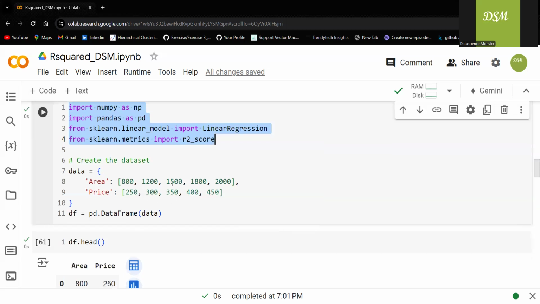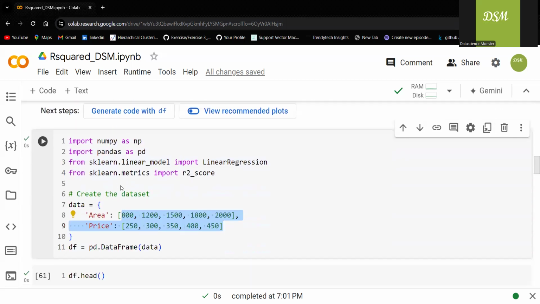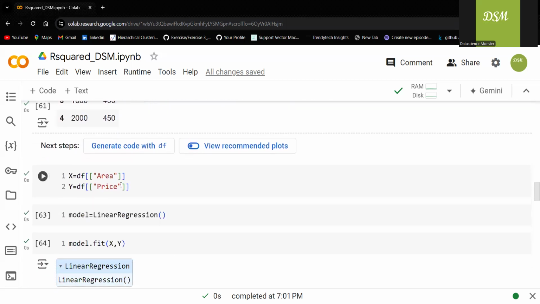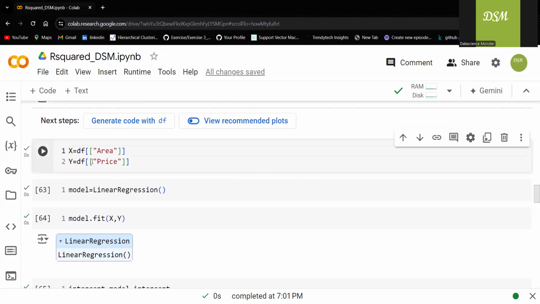For this, I have created this data set. Area is this and price is this. That is what I have displayed over here. As I told you, price is the dependent variable, so I have taken it on the y-axis, and area is the independent variable. What linear regression generally does is try to build the relationship between the independent variable and the dependent variable. Basically, I want to find out price is equal to how many times area. This is what I actually want to find out.